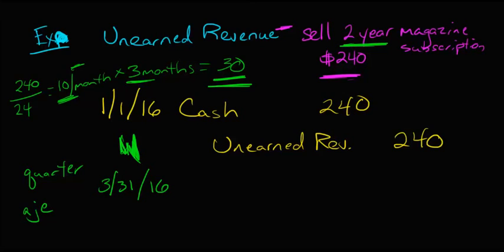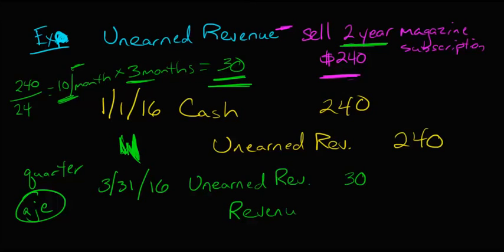So how do we do that? Well, $30 of this unearned revenue has now been earned. So we need to reduce unearned revenue. We need to make an adjusting journal entry. This is an adjusting journal entry here. We're reducing unearned revenue by 30, and now we credit revenue, because we've earned this, by $30.